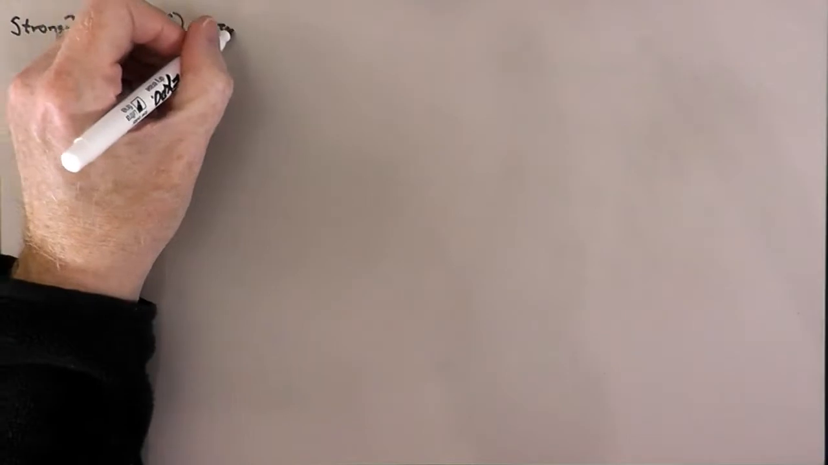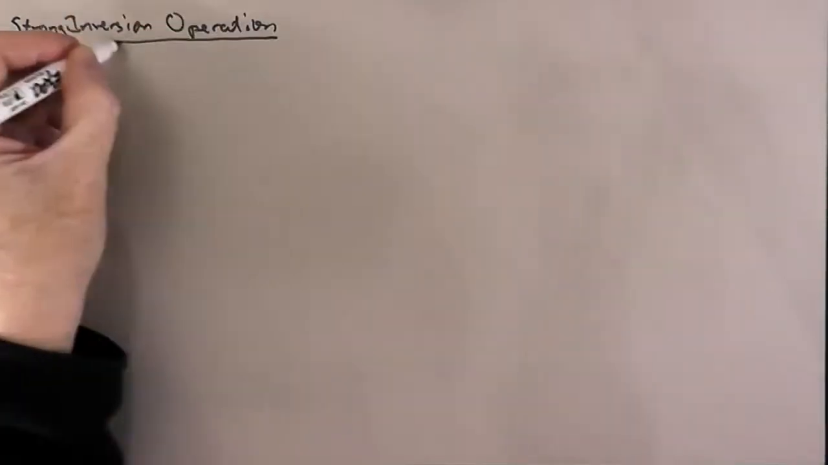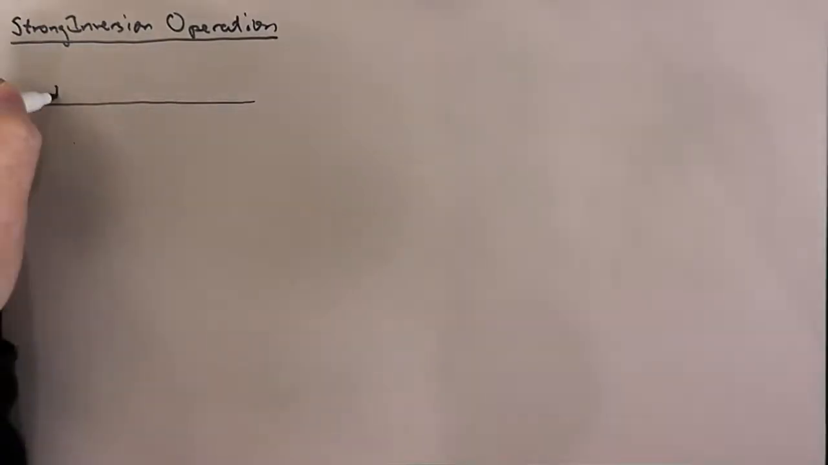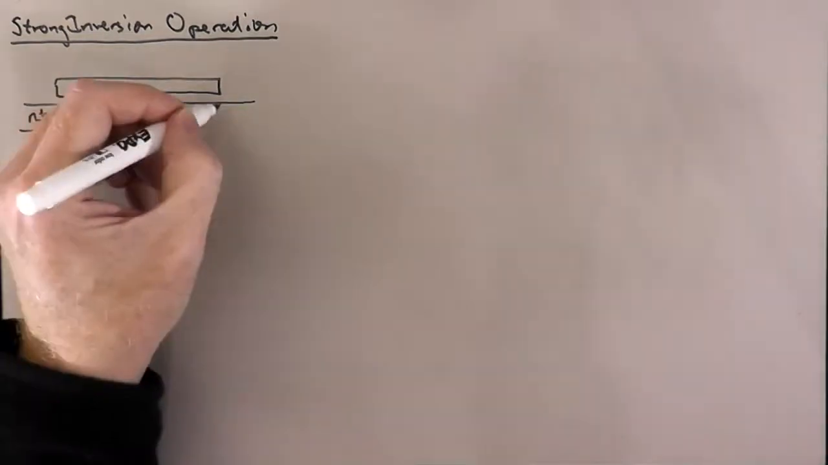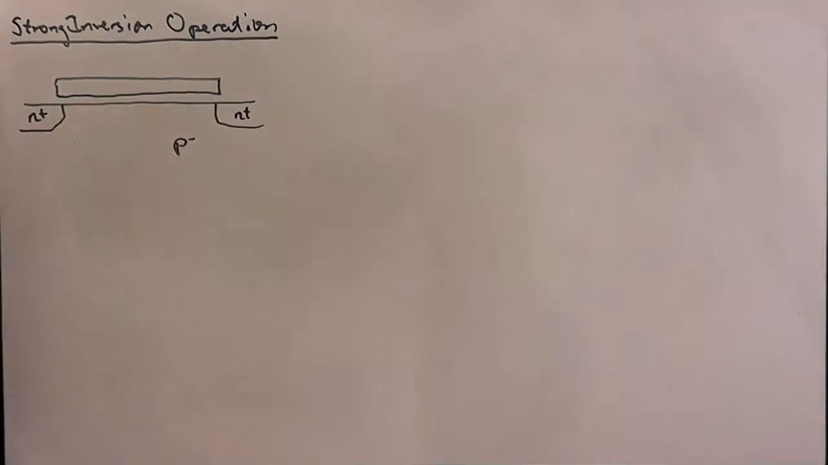Okay, so in this segment we're going to cover strong inversion operation. To start, we're going to establish a coordinate system. If this is our MOSFET in cross-section, and this is the source, the bulk, and the drain, and the gate above, we're going to call this direction the x direction, and this will be x equals 0, and this will be x equals L at the drain end of the channel.